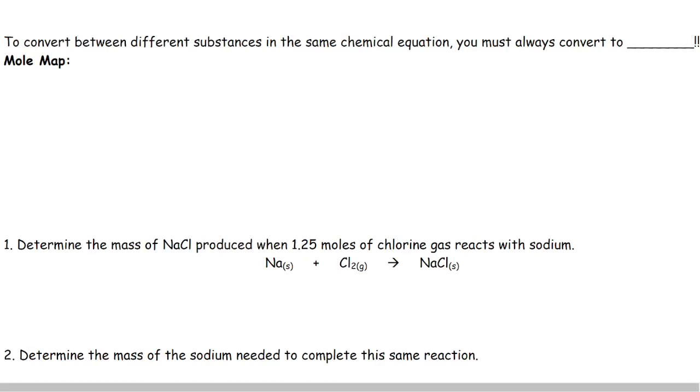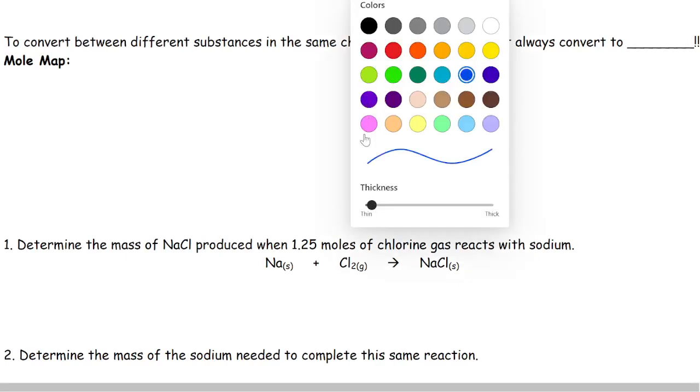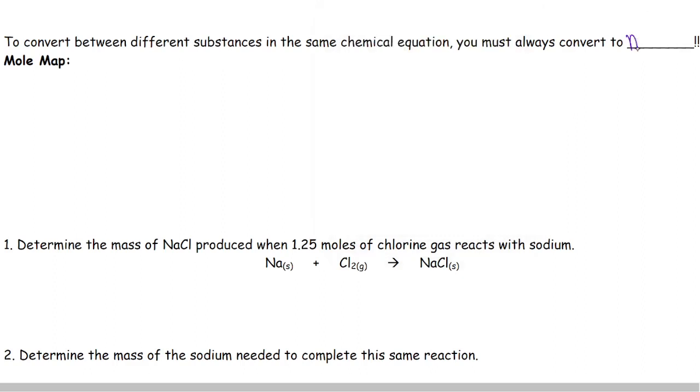When you are converting between different substances that are in the same chemical equation, you always need to convert to moles before converting to anything else. So first, we go to moles. And no matter what, you will always be starting with some piece of what I will call the given information.